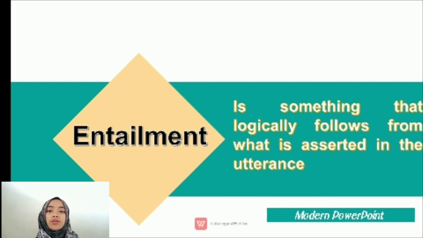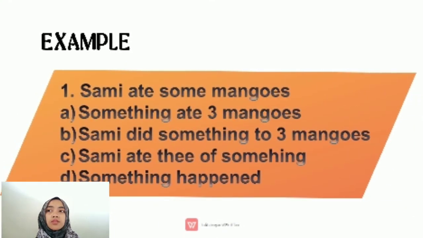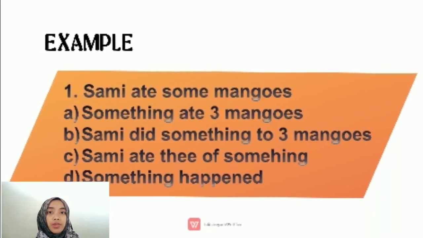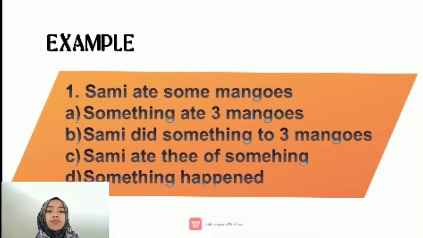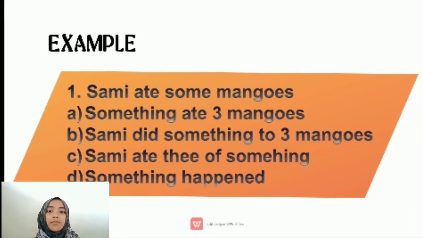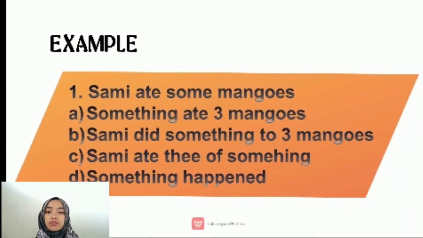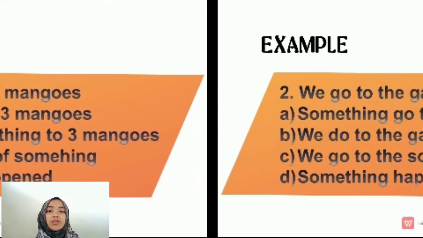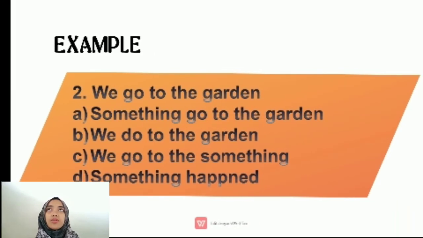Lastly, we take a look at one example here. Sammy ate some mangoes. So we can entail in this utterance: one, someone ate three mangoes, or Sammy did something with three mangoes, or Sammy ate three of something, or something happened. Okay, next, another example here is we go to the garden. We can entail that someone goes to the garden, or we go to something or somewhere, or something happened.